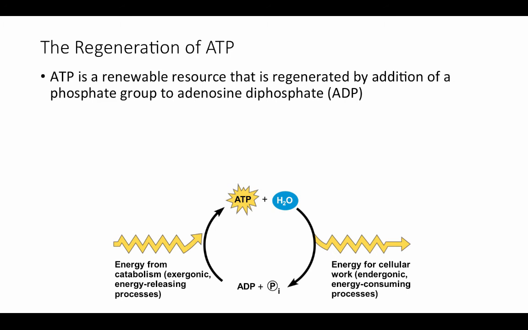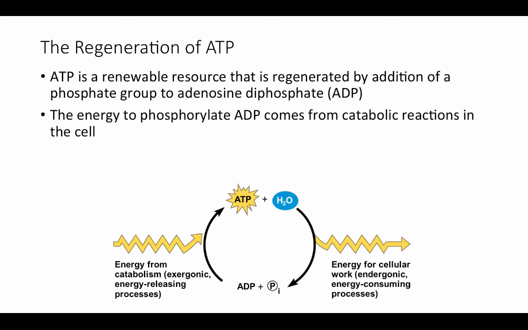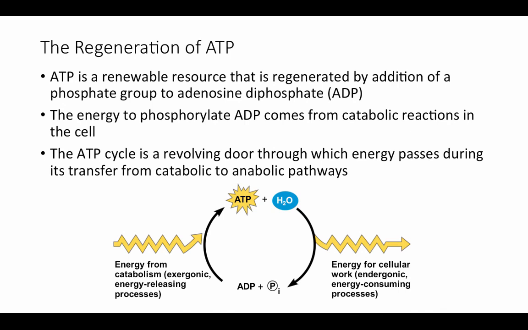Now what happens to that ADP? Where does it go? Well, it turns out that ATP is a renewable resource that's going to be generated by the addition of a phosphate group to adenosine diphosphate. So it's going to take those two products and put them back together. And the energy to phosphorylate ADP back into ATP is going to come from the catabolic reactions in the cell. So basically cellular respiration, which we will get to in another couple of class sessions.